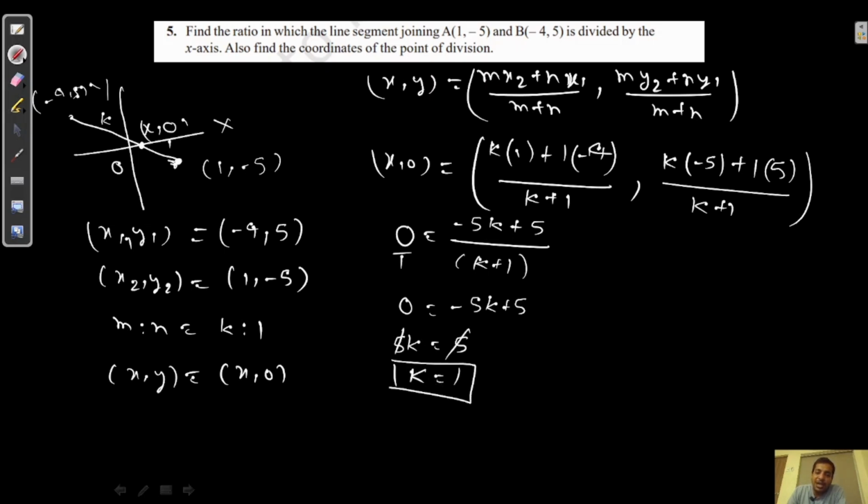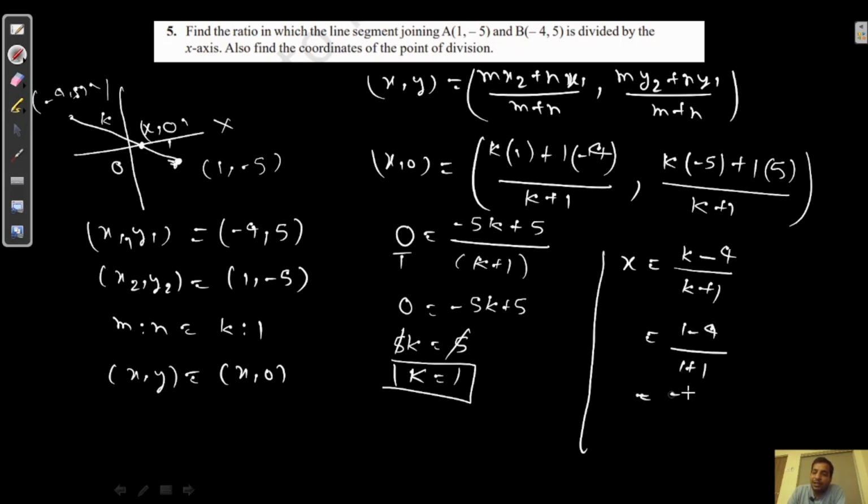So the value of k I now know, but there is no need to find k now. They are asking to find this coordinate. So now we are going to compare the things which are before the comma. On the left hand side it is x. On the right hand side, k into 1 will be k, 1 into -4 will be -4, upon k plus 1. Let us put the value of k here. k is 1. 1 minus 4 upon 1 plus 1. 1 minus 4 is -3. 1 plus 1 is 2.